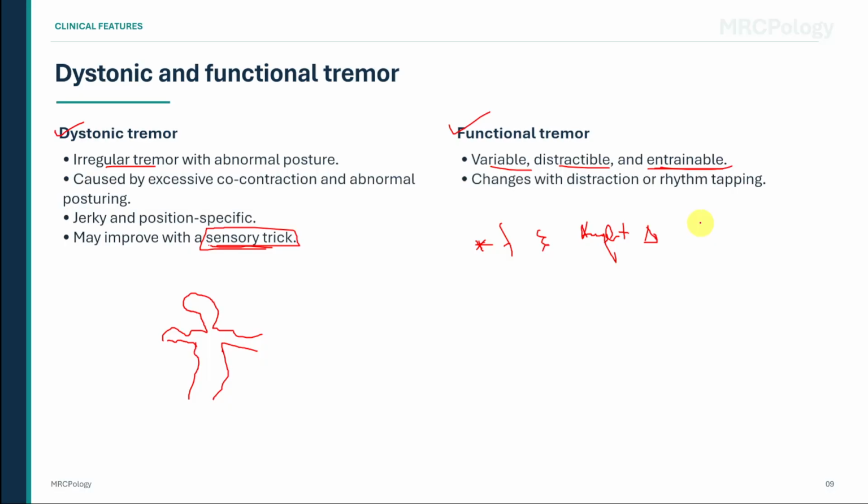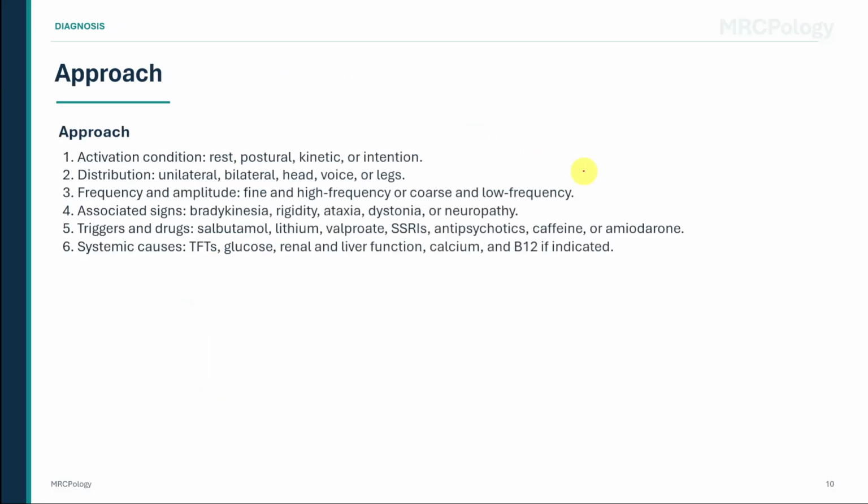The diagnostic approach should remain systematic. First, identify the activation condition. Decide whether the tremor occurs at rest, during posture, during voluntary movement, near a target, or during a specific task. Second, identify the distribution. Determine whether it is unilateral or bilateral and whether it affects the hands, head, voice, jaw, trunk, or legs. Third, assess the frequency and amplitude.